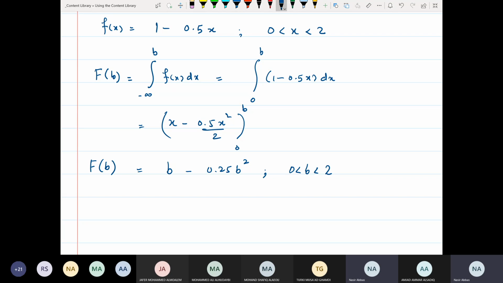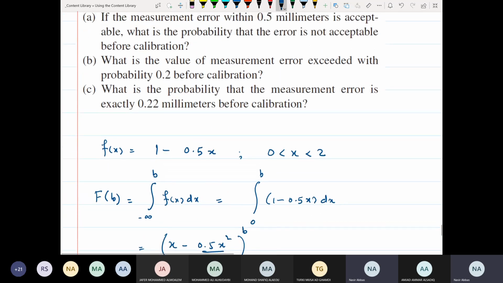You can replace b by x, so it will become the CDF in terms of x. Or you can write it as F of x equals x minus 0.25 times x square. So this is your CDF. Once you have the CDF, let's look at question number 1 now.